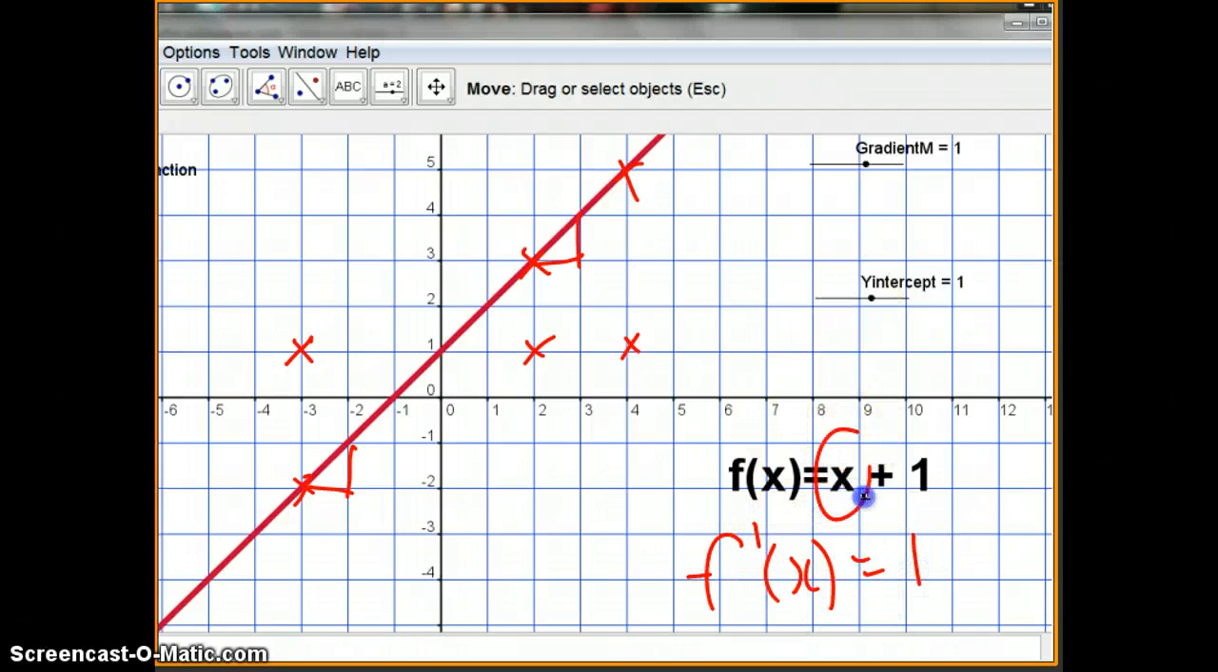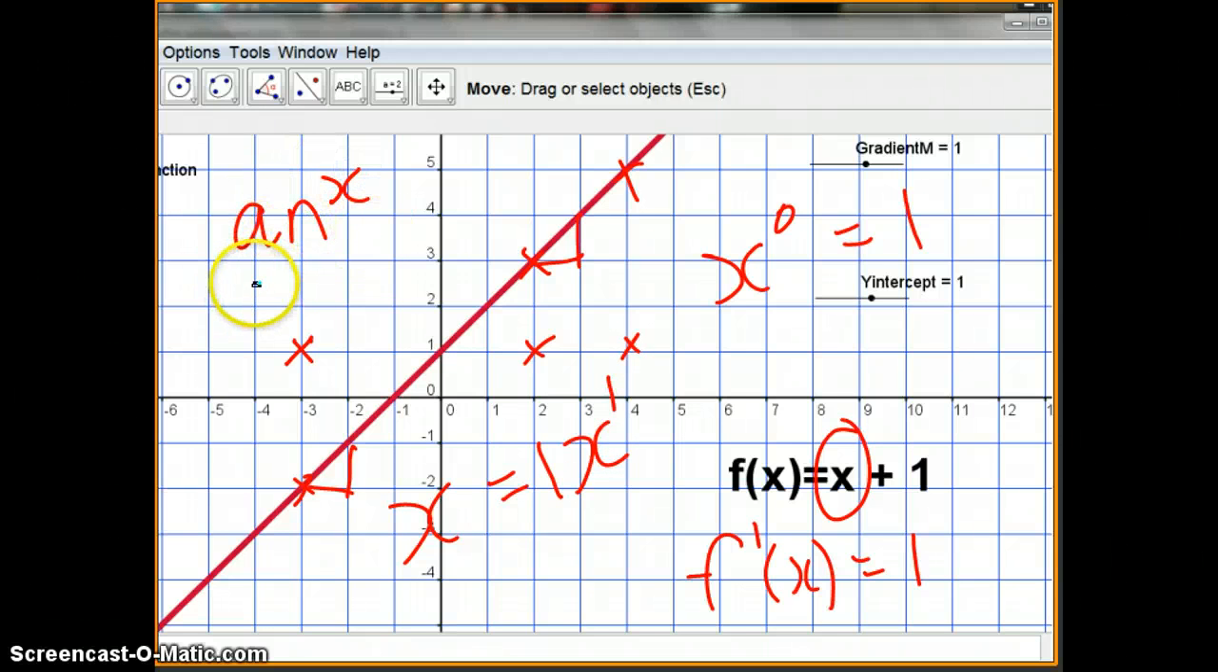Now we could have just derived this by our rule of lower the power. Remember, x to the power of 0 is 1. So the x is the same as 1x to the power of 1. And our rule is, when we derive a x to the n, we go a n x to the n minus 1.